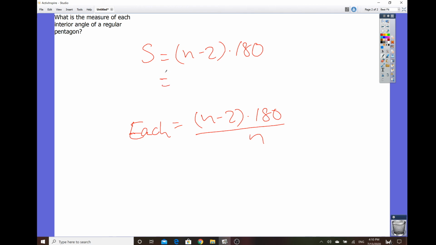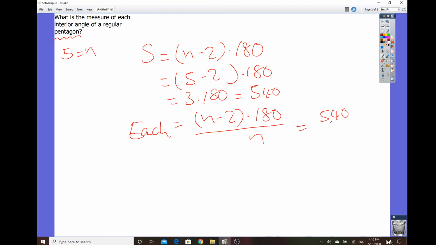We know it's a regular pentagon, so the prefix penta means a 5-sided figure, so n is 5. So 5 minus 2 times 180, so we have 3 times 180, which is 540. And then 540 divided by n, so divided by 5, because that's a 5-sided polygon. Once you divide it, it's 108 degrees. So the measure of each interior angle is 108 degrees.